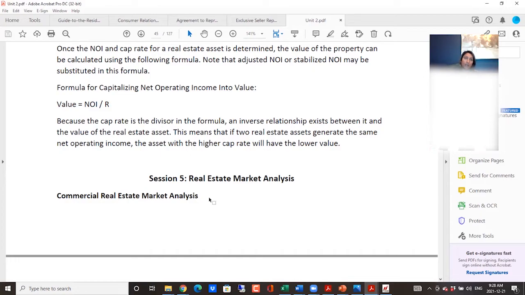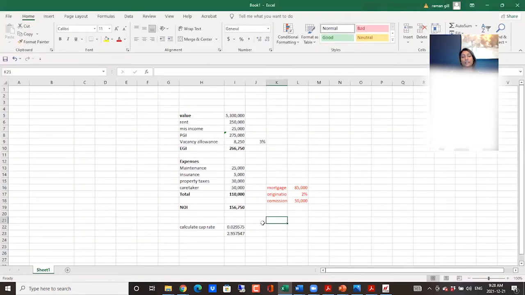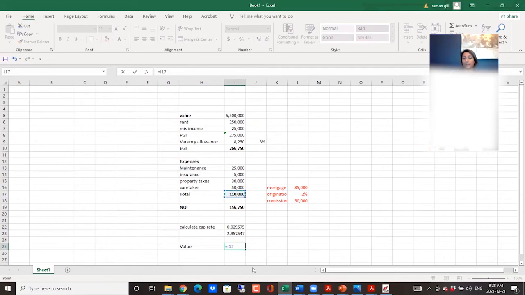And if you need to calculate the value of the property and they have given you net operating income and the cap rate, you can just take your net operating income and divide it by the cap rate. So if we take a look at this one here, let's say we had the cap rate and we have net operating income. The value of the property would be our net operating income divided by our cap rate. See, we got 5.3 million, right?